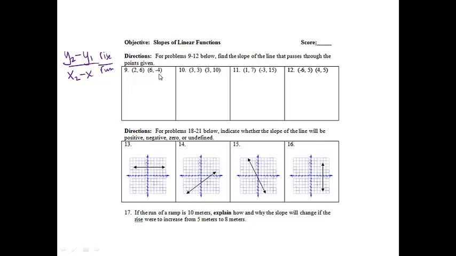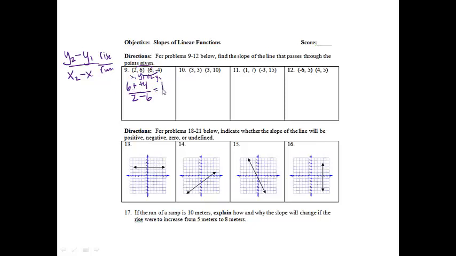What I like to do on this one, if you're a labeler, we can label. But what I really like to do is take the second point minus the second point. So we're going to have 6 minus negative 4. And then on the bottom, we're going to have the first point minus the first point, so 2 minus 6. And then from here, most people are used to leave, change, opposite.